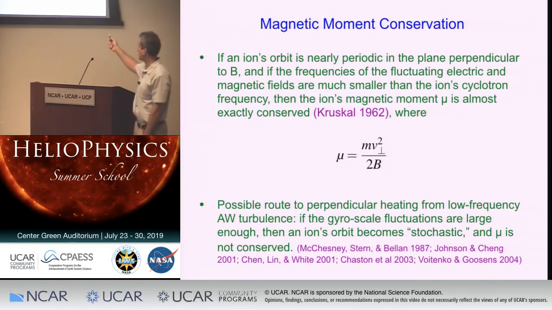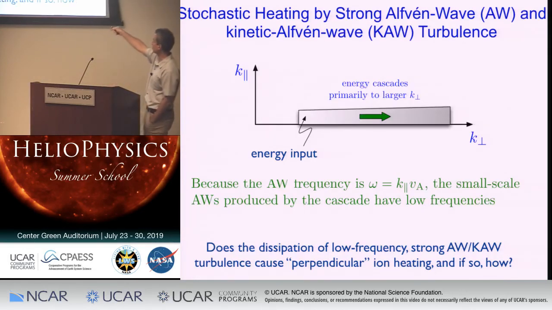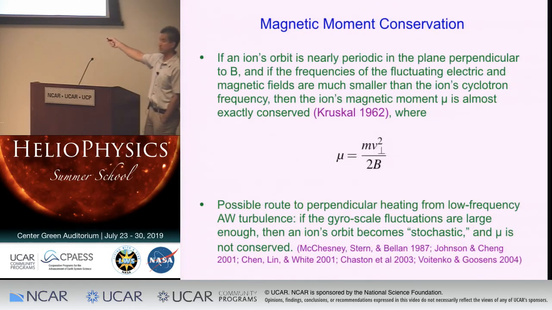There's a problem with the idea that low-frequency fluctuations could lead to perpendicular ion heating, and the problem is this. I mentioned the magnetic moment a moment ago. It's the perpendicular kinetic energy, m v perp squared over 2, divided by the magnetic field strength. If an ion's orbit in the plane perpendicular to B is quasi-periodic, and if the frequencies of the fluctuations that the ion interacts with are small compared to the cyclotron frequency of the ion, then we have nearly exact conservation of the magnetic moment. So if we go back a slide, and we're talking about fluctuations that remain at small k parallel, they're low frequency compared to the cyclotron frequency, and we say they should conserve the magnetic moment of the ions, how are we going to make v perp squared grow? We're not. If we conserve the magnetic moment, we can't cause perpendicular heating.